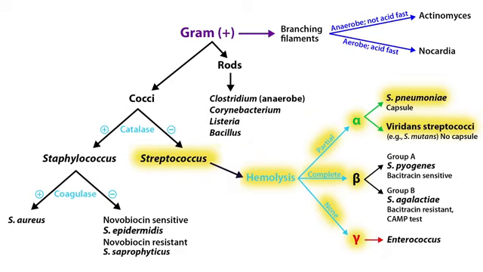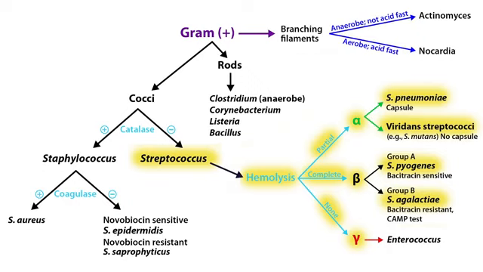Now, beta hemolysis is complete hemolysis, and it's seen as a clear zone around the colony. Group A strep, also known as Strep pyogenes, demonstrates beta hemolysis. This can be confusing. Don't think that the A in Group A strep indicates alpha hemolysis. It does not. Group A strep exhibits beta hemolysis. Group B strep, or Strep agalactiae, also exhibits beta hemolysis.